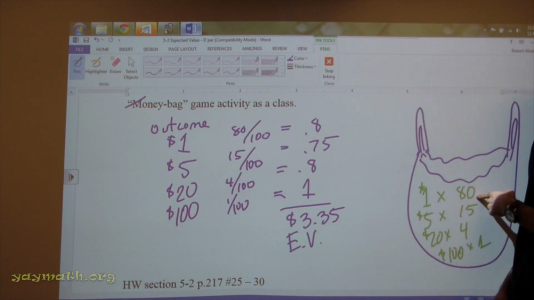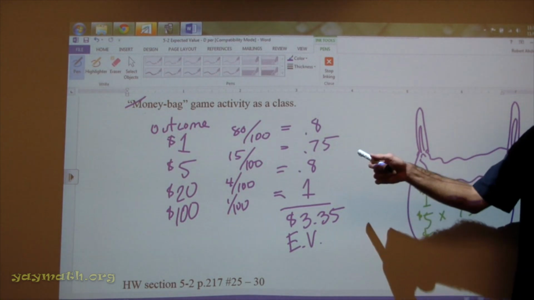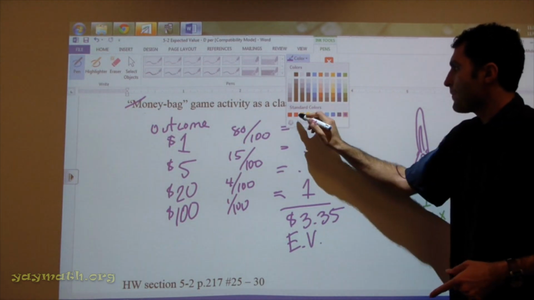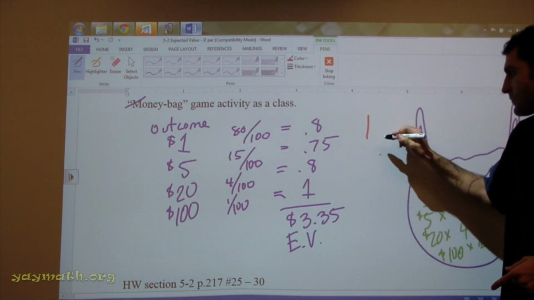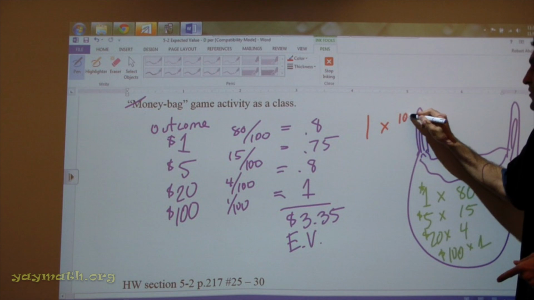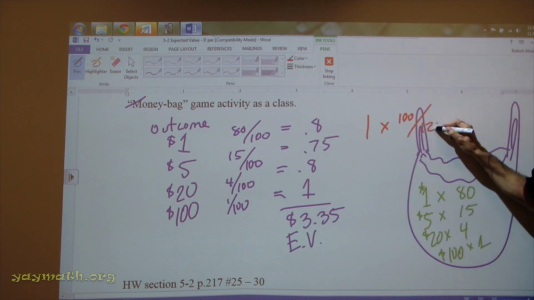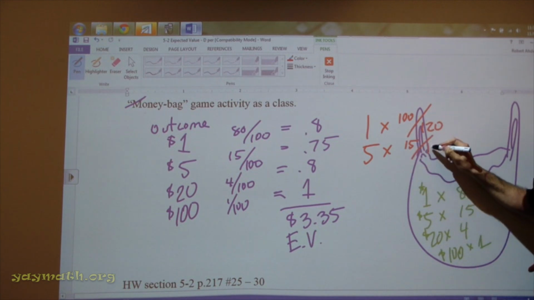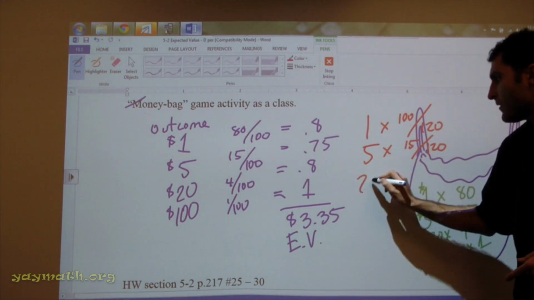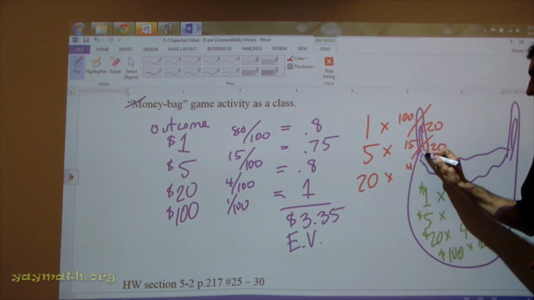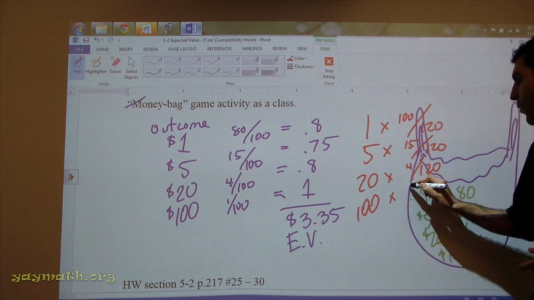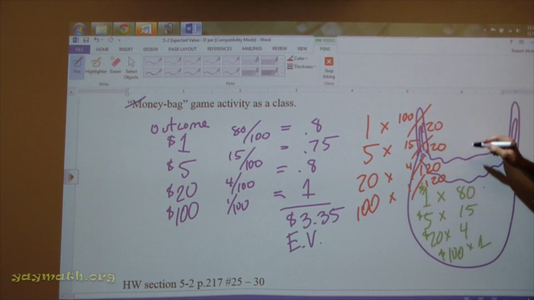So can we make this into 100 ones? Yeah. So we're going to have to change all this stuff up. I'm going to do it now. Let's do it in red. So this now would be 100 out of how many? 120. Right. 5 is 15 out of 120, right? Yeah. 20 is 4 out of 120. And 100 is now 1 out of 120, very low.